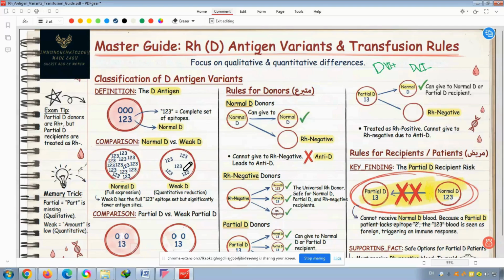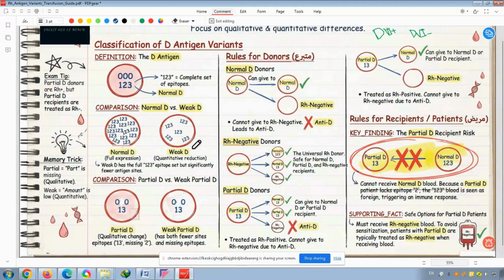This is the second case. The cells have the D antigen with the complete normal structure, but the amount of antigen on the cells is less than normal. So it is a complete normal structure, but the problem is the quantity is a bit lower than normal. And this is what we call the weak one. This is the second case.